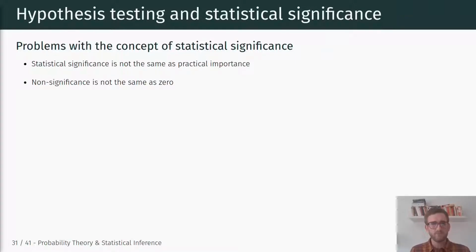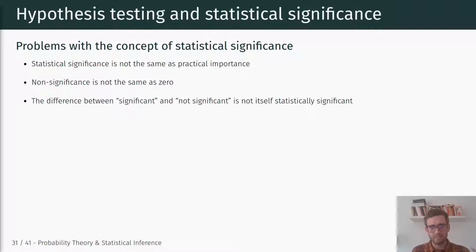Another point that is often overlooked is that non-significance does not mean that an effect is zero, right? Insignificance only means that the results are uncertain. We fail to reject the null hypothesis. It doesn't mean that we actually estimated a precise null by any means, right?